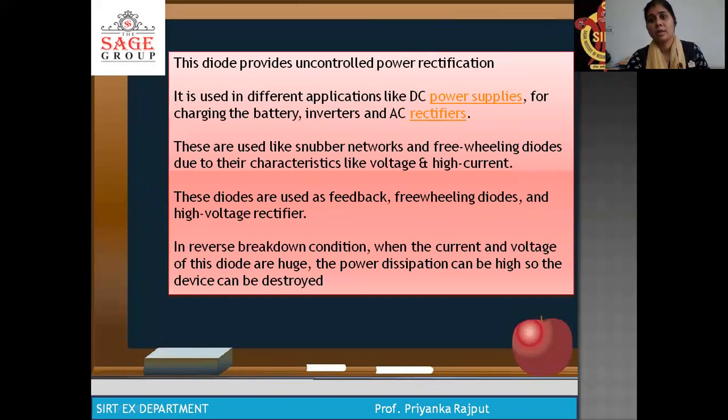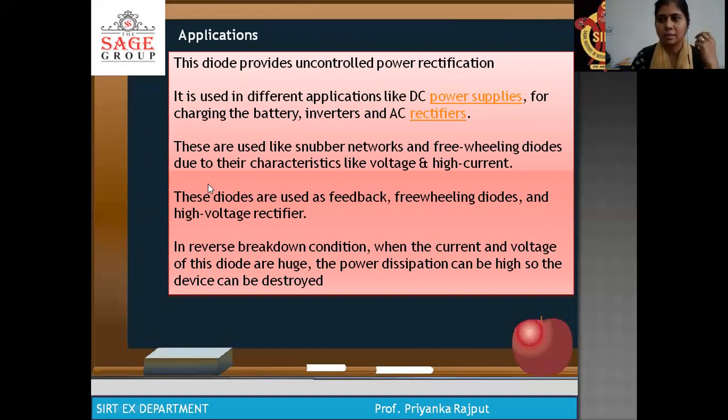The main disadvantage of the power diode is its size, and it always requires insulation because of the high current. Now, next, the application of the power diode: this diode provides uncontrolled power rectification. It is used in different applications like DC power supplies for charging batteries, inverters, and AC rectifiers. These are also used in snubber networks and freewheeling diodes.